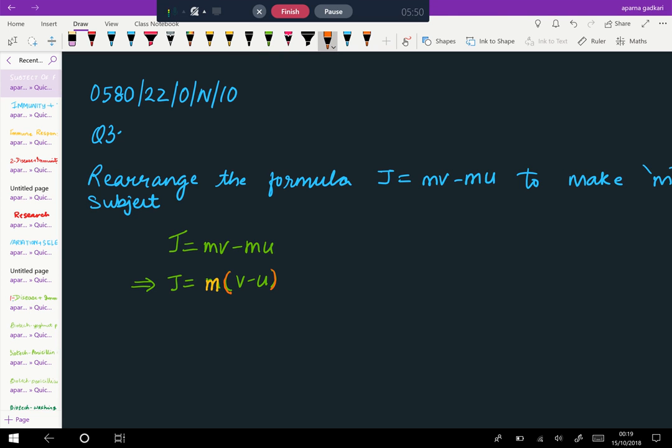Now between M and V minus U, there's a multiplication sign. So when V minus U will go to the left hand side of the equal to sign, from being in the numerator it is going to be in the denominator now. So therefore final answer will be J divided by V minus U equals M. And that's your final answer for this question.